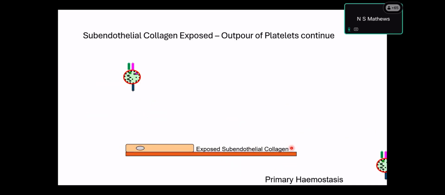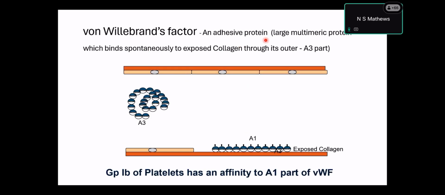When your subendothelial collagen is exposed, your platelets will just keep going, because they cannot bind to it directly. But then you have your von Willebrand factor, which is an adhesive protein, a large multimeric protein. It's actually coiled up like this. In circulation nothing will happen, but if the collagen is exposed, it will bind to it through its A3 domain. The interesting thing is, in this coil formation there's another domain called the A1 domain, which is hidden. That is what actually attracts the platelets.